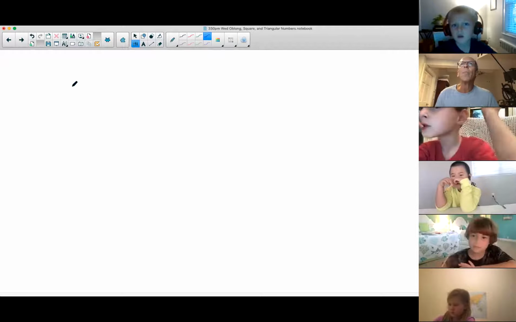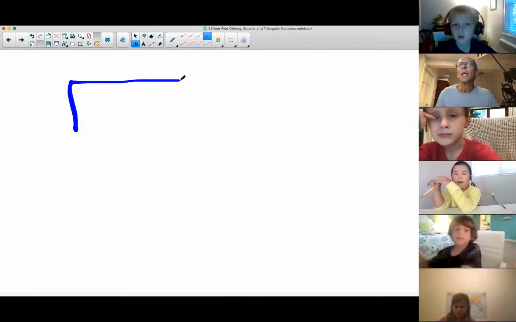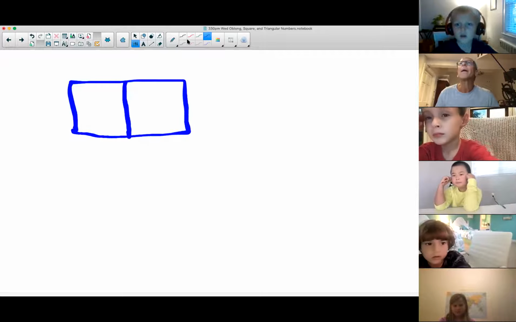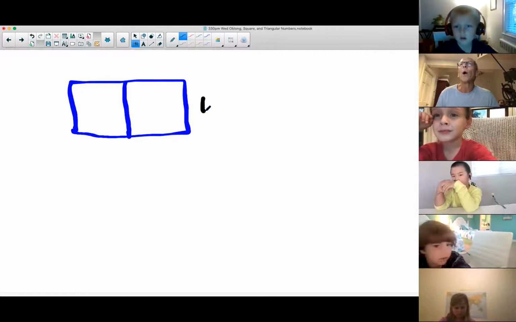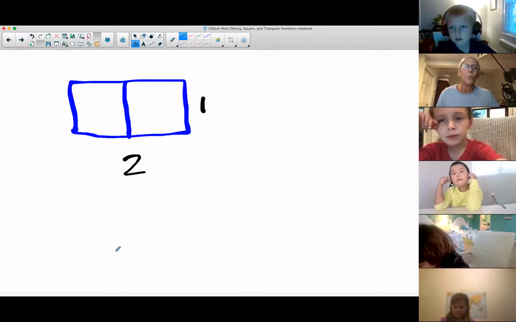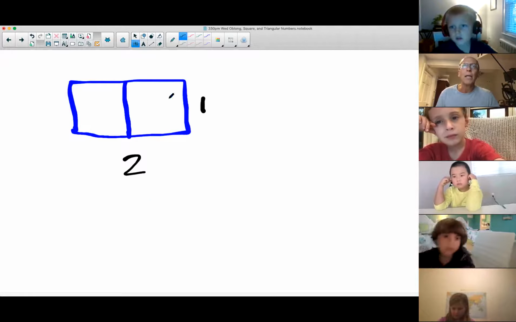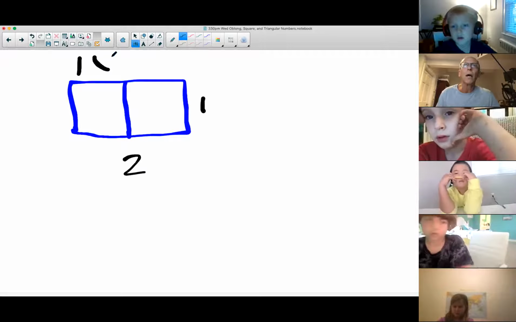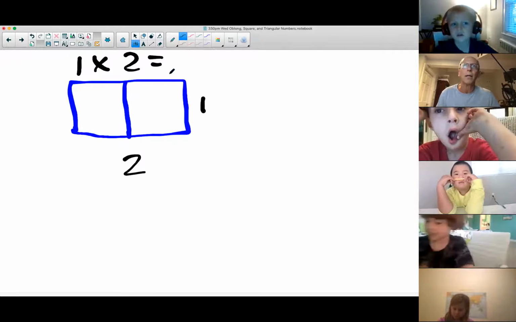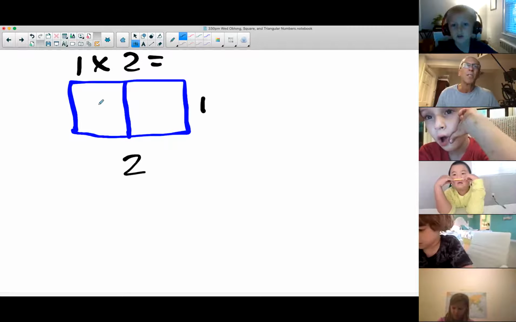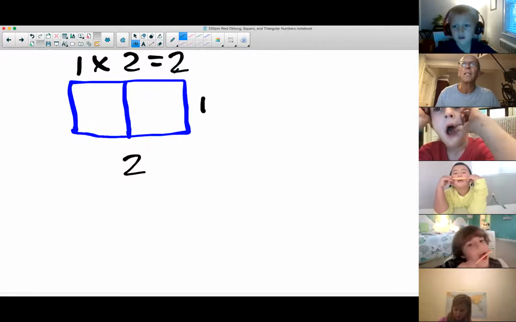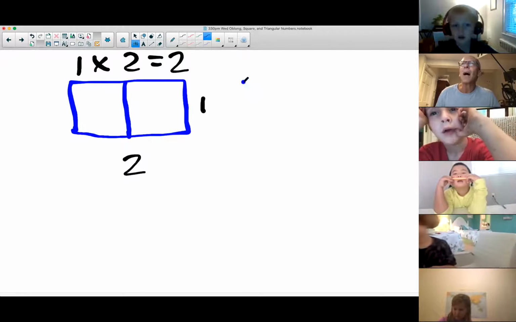So an oblong number is like looking at a rectangle that is a 1 by 2 rectangle. How many units is a 1 by 2 rectangle? 1 times 2 equals what, everybody? 4. Do you really think there's 4 squares there? Two squares.